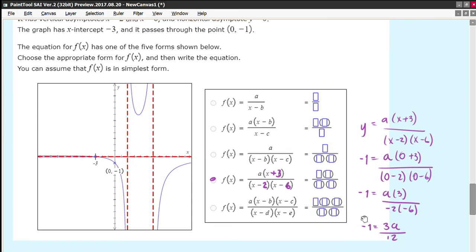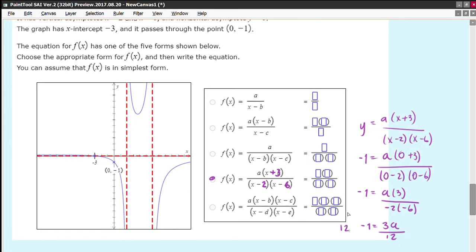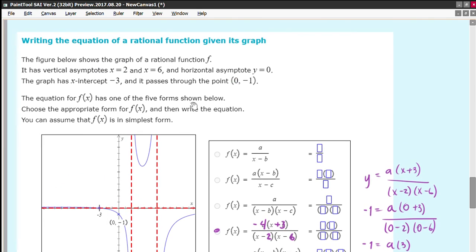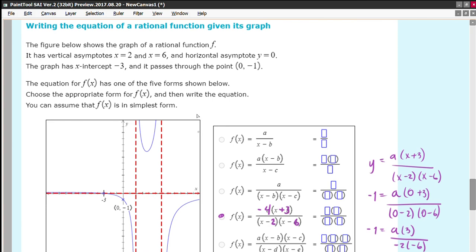If I want to solve for a, I'm going to multiply both sides of the equation by 12. And then I'm going to divide both sides of the equation by 3. So that leaves us with a being equal to -4. So here I write -4. And that is how you write the equation of a rational function given its graph.